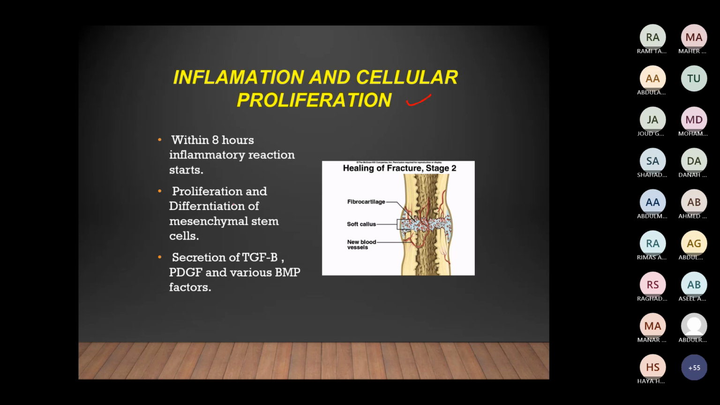So within 8 hours of the inflammatory reaction, proliferation and differentiation of the mesenchymal stem cells, that is the progenitor cells, will activate, and this will secrete TGF-beta, PDGF, and BMP factors. If you want to know the BMP factors, write down and Google BMP factors for bone. Then you get more knowledge through Google. So these are the growth factors which help in cellular proliferation of the bone, to get what? To call for the osteoblasts and chondroblasts such that new bone is formed.